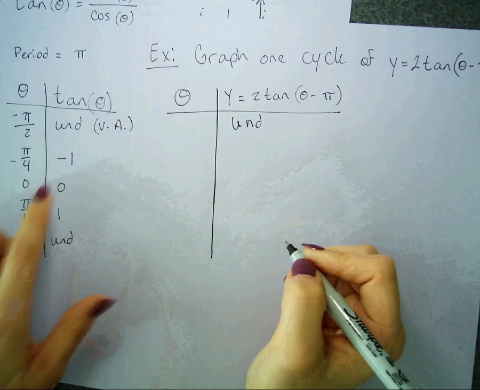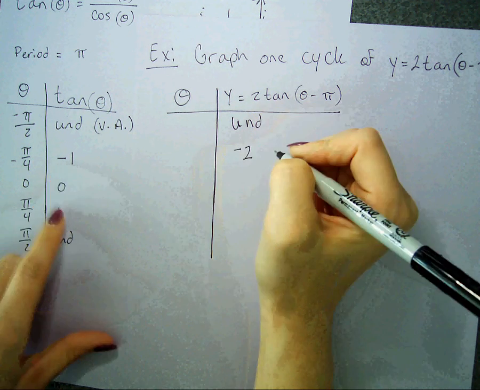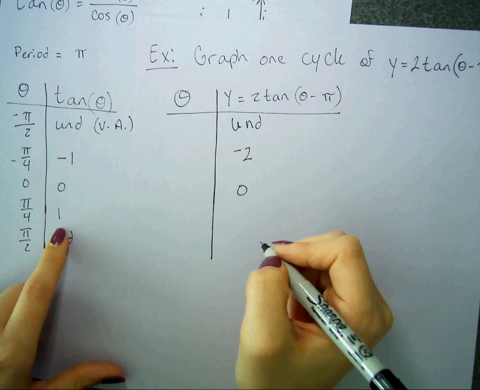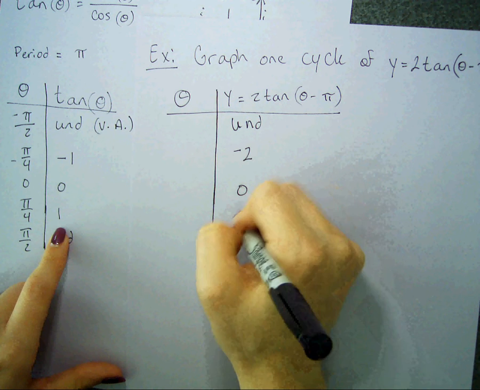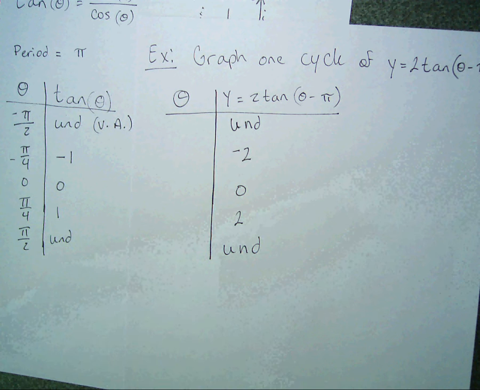Negative 1 times 2 gets me negative 2. 0 times 2 gets me 0. 1 times 2 gets me 2. And then again, I'll have something undefined. Okay.